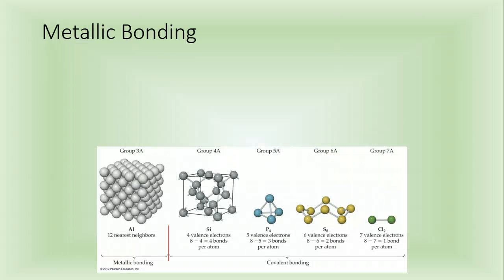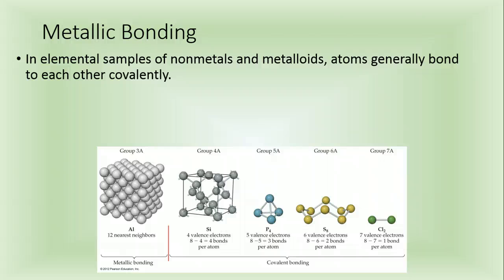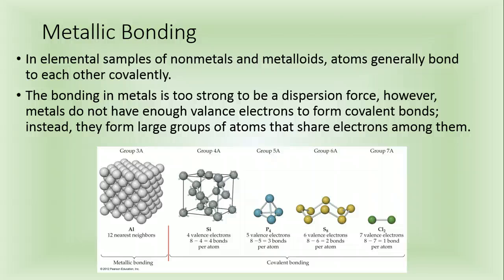All right, so for metallic bonding, atoms of nonmetals and metalloids will bond with each other covalently. We've seen any number of examples, like all the diatomics that do that. We talked about the macromolecular silicon or carbon. When we get to metals, though, they tend to just be content bonding with each other.